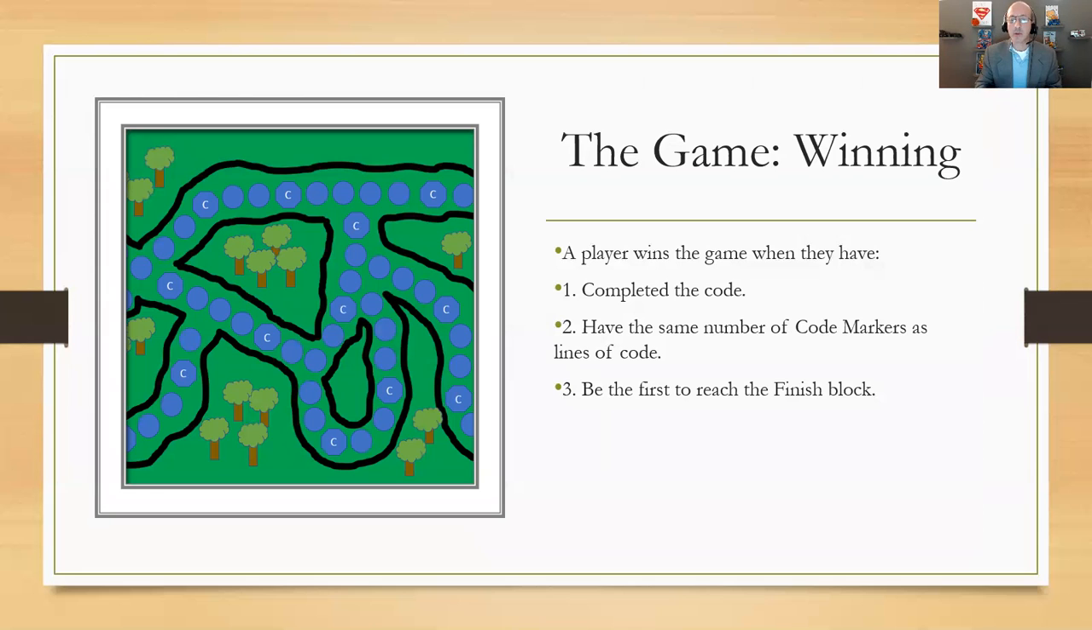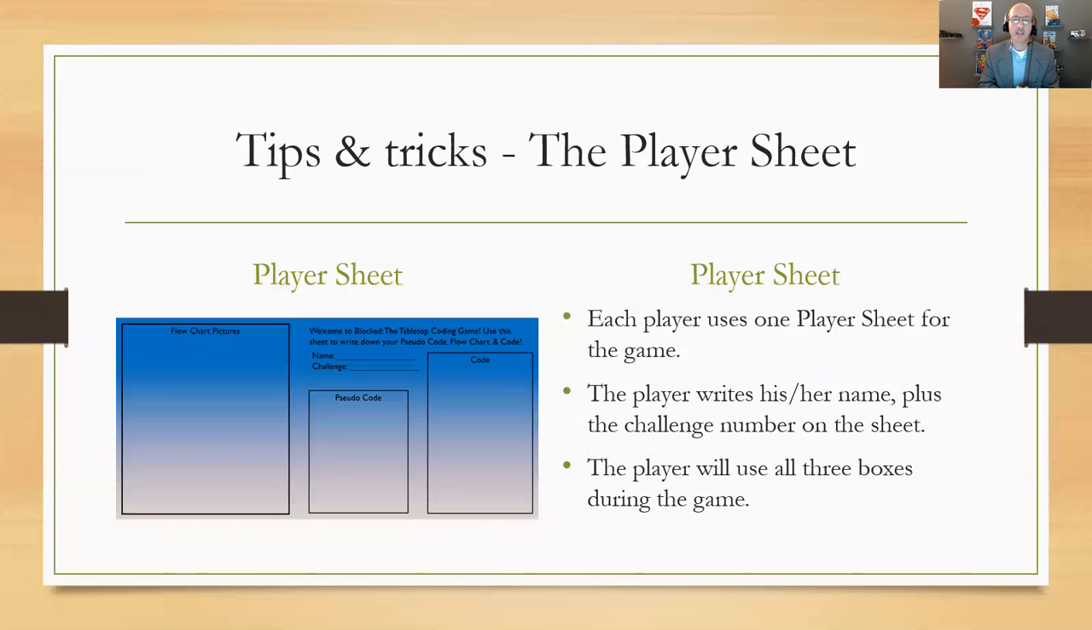So winning the game: complete the pseudocode, collect your markers, write the flowchart, write the code, get to the finish line. Tricks and tips. So just the essential elements. Everybody gets a player sheet. Everybody gets a key code sheet. Each player uses their own player sheet.